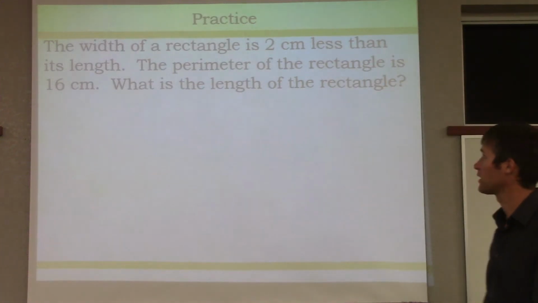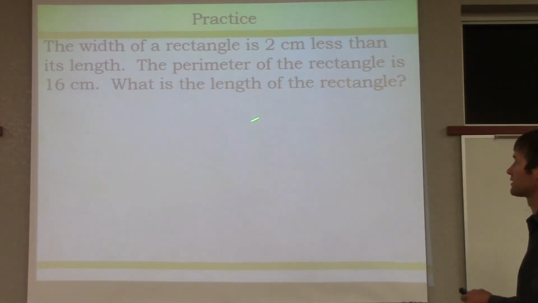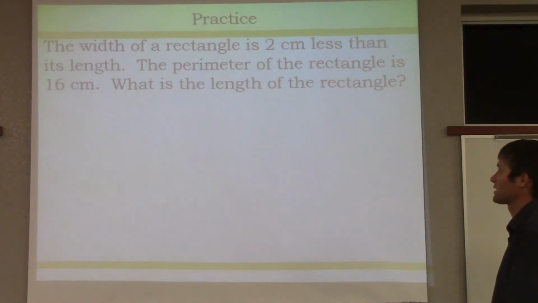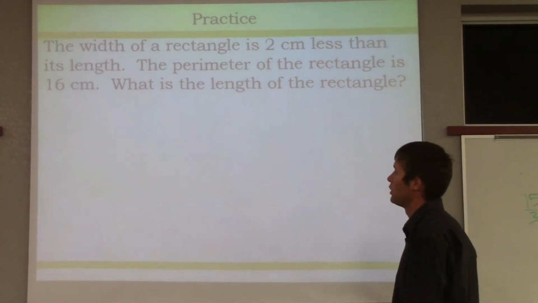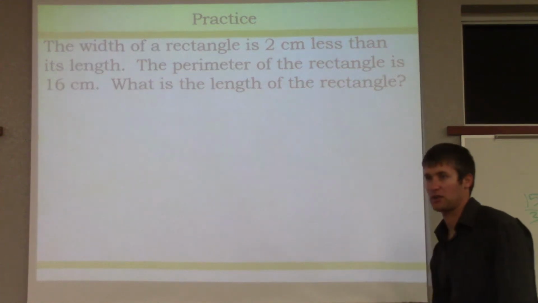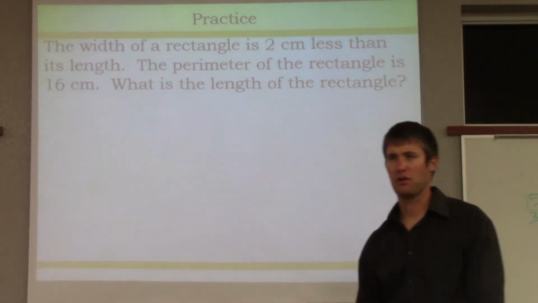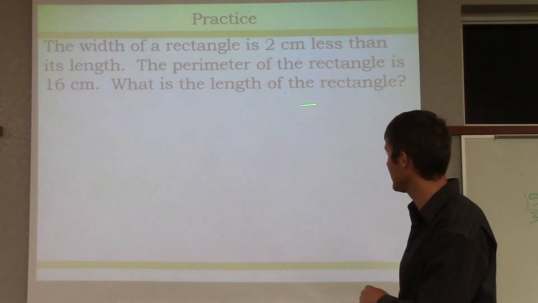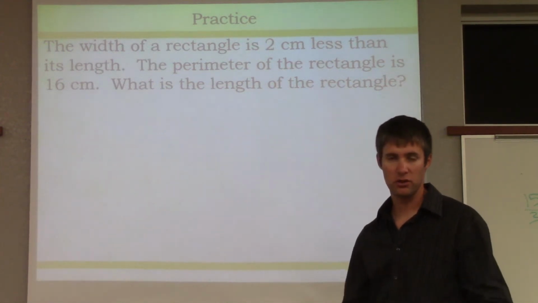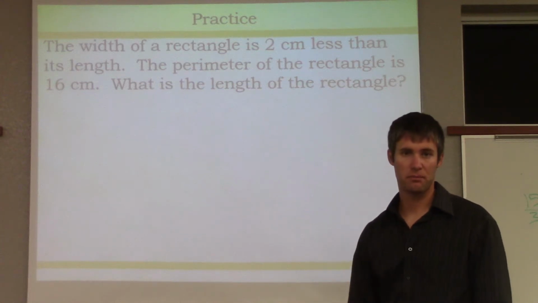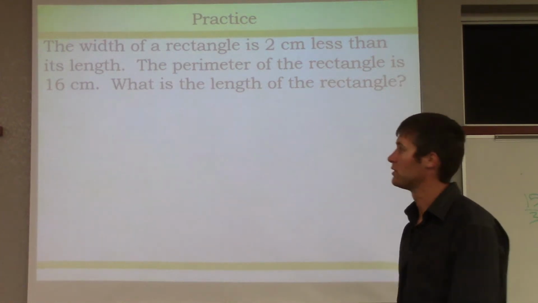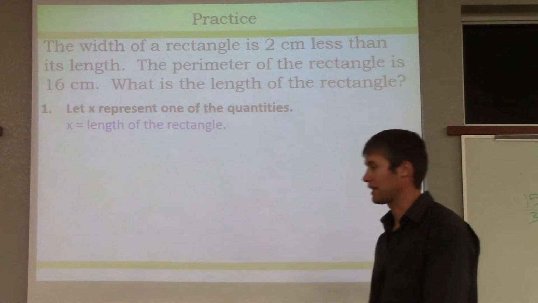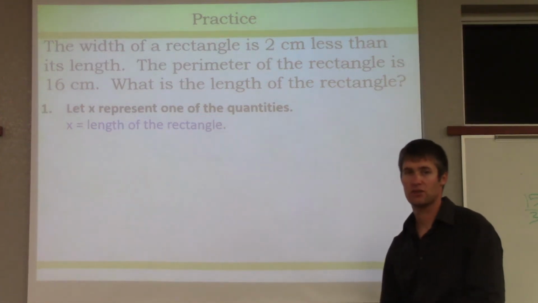The width of a rectangle is 2 centimeters less than its length. The perimeter of the rectangle is 16 centimeters. What is the length of the rectangle? So read it. Now we ask ourselves, what's the question that wants us to answer? It says, what is the length of the rectangle? If I don't know the length, then that's going to represent my x, my unknown. So x is the length of the rectangle. I don't know what it is.